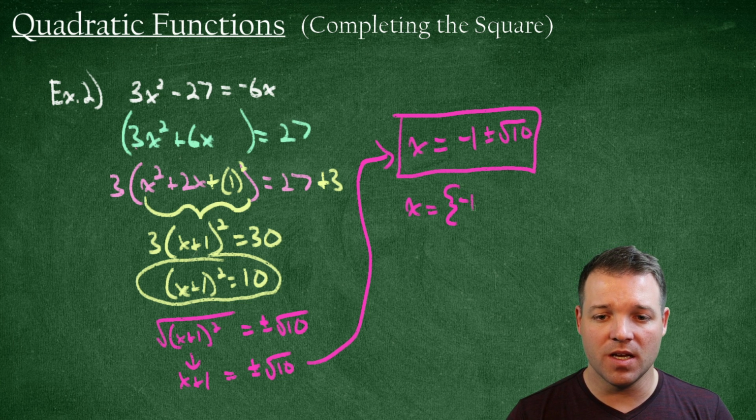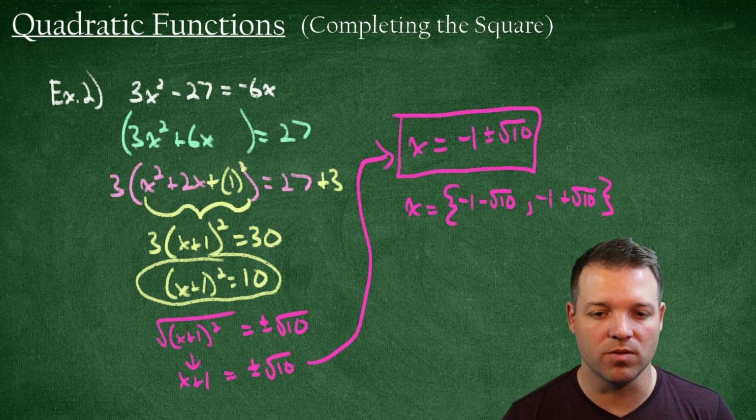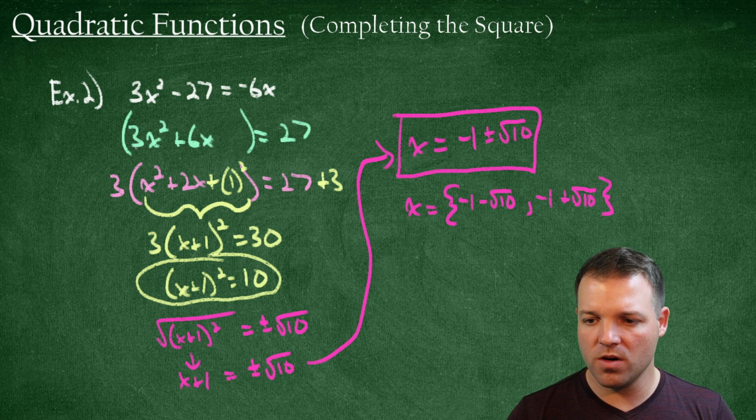If you really wanted to separate it out and still continue to have an exact answer, it would be negative 1 minus square root of 10. That would be one answer. And the other answer would be negative 1 plus square root of 10 for the other case. Okay, giving those two solutions if you really wanted to separate that out. Okay? All right, I got one more example for you guys.